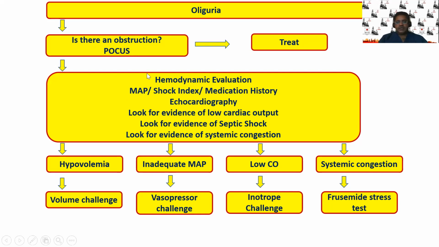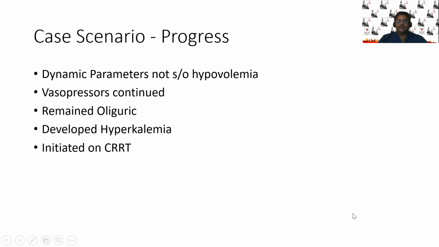If there is no obstruction, then you do a hemodynamic evaluation. Look at the MAP, look at the shock index, look at the medication history, look at echocardiography for cardiac function, look for evidence of low cardiac output, and look for evidence of septic shock and systemic congestion. So if you find hypovolemia, give the patient a volume challenge. If you find hypotension, give the patient a vasopressor challenge. If you find a low cardiac output, give the patient an inotrope challenge. If you find evidence of systemic congestion, give the patient a Furosemide stress test.